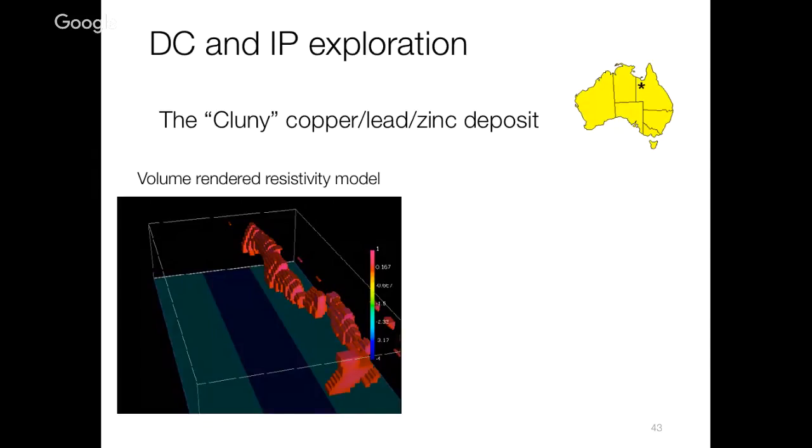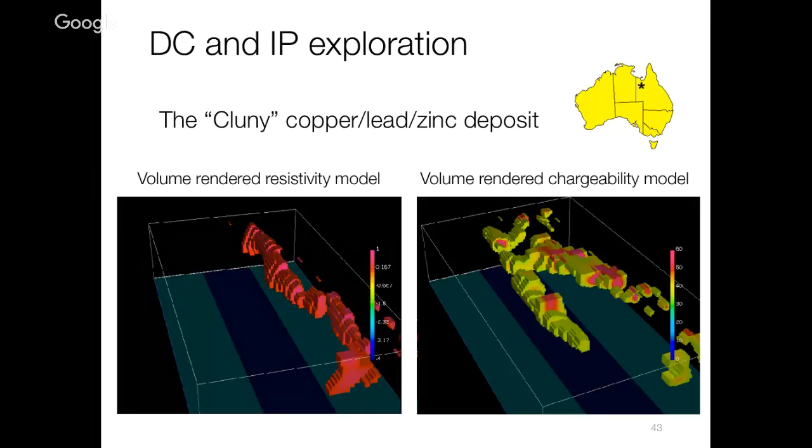DC resistivity and induced polarization can be done at the same time. We take data and invert it, and here's a geologic picture of what's going on. This is a three-dimensional inversion of the DC resistivity. It gives us something like that. But if we also do the chargeability, we end up with a picture that looks like this. It's very different. Conductivity and chargeability act like two different properties.